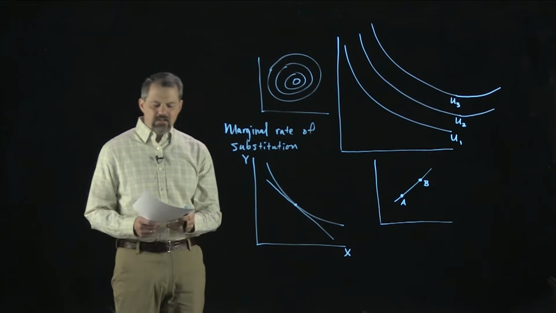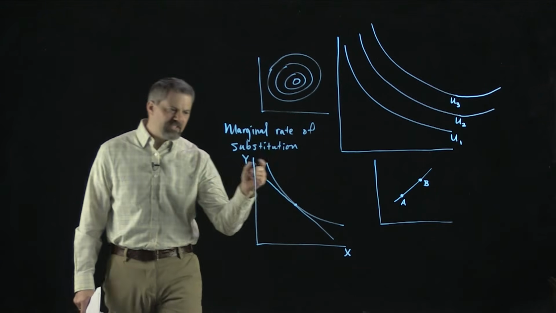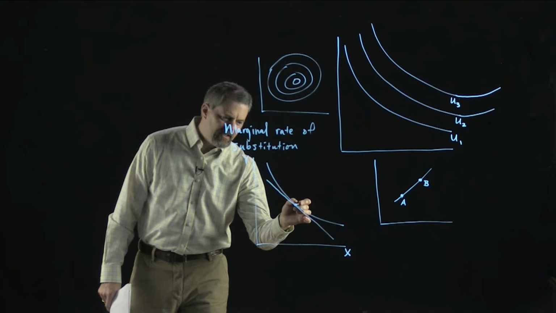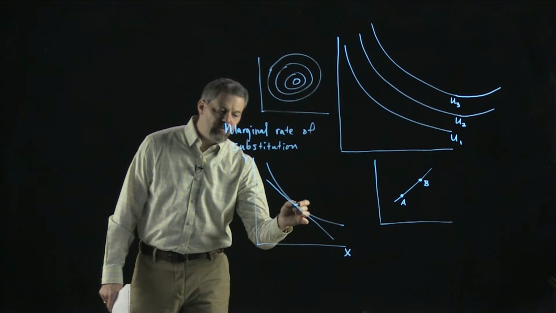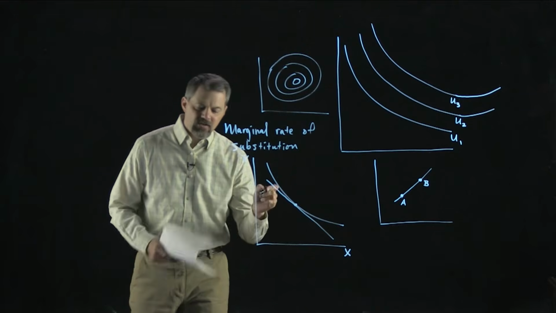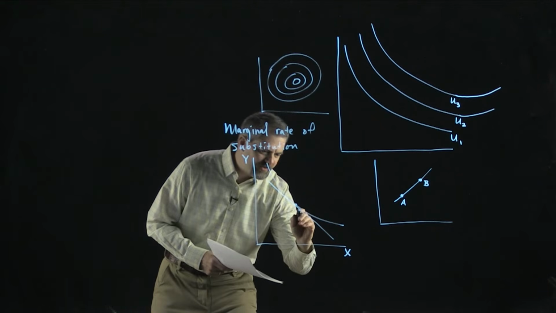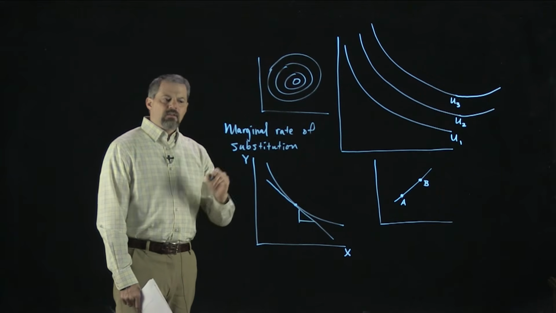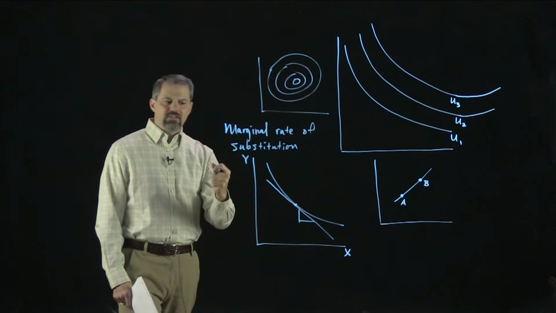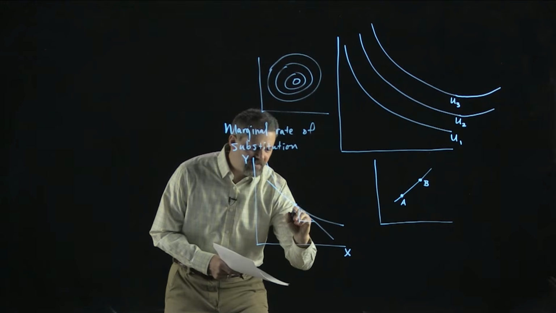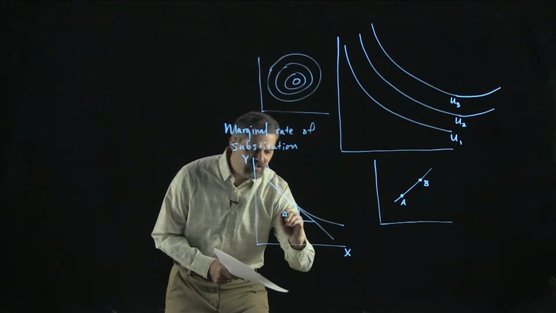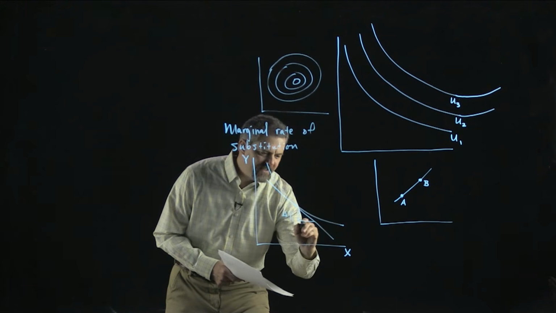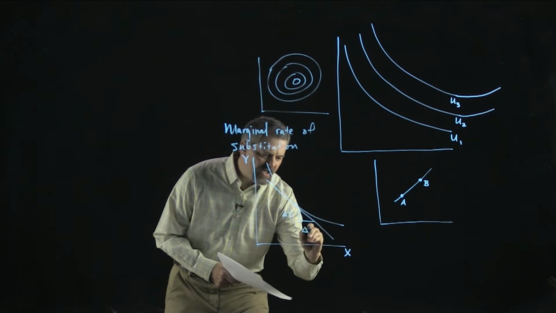If we were interested in the slope of this indifference curve at that point, it's going to be equal to the slope of the line tangent to the indifference curve at that point. So let's think about the slope of this line that's just tangent. Remember, the slope is the rise over the run, and we can think about this rise. This is the change in y, and this horizontal distance is the change in x.